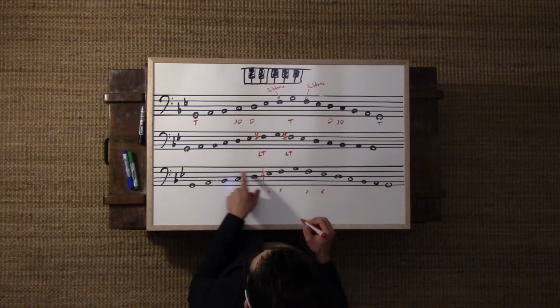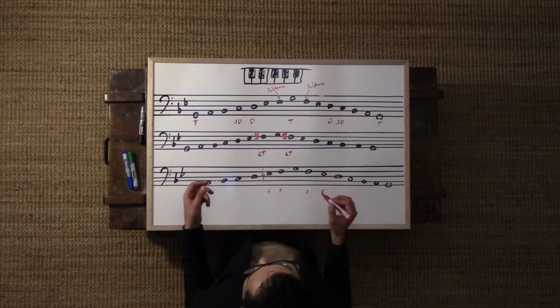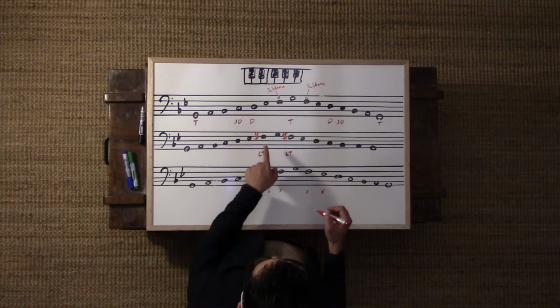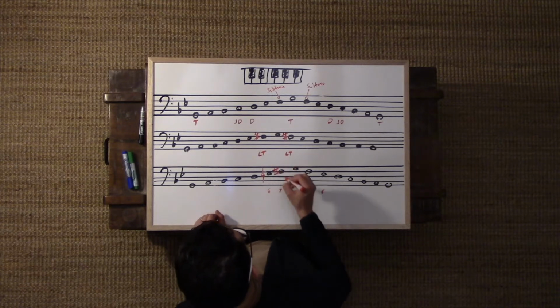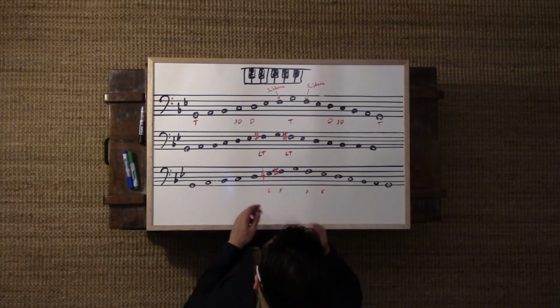Scale degree 7 right now as it stands is an F. To raise an F by 1 semitone, we put an F sharp, just like we did in the harmonic minor scale. And there's an F sharp. So that's half our job.